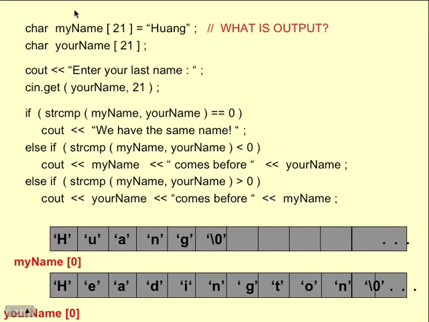And what is the output? As an example, set my name 21 equal to Huang. Then your name 21, and enter your name, up to 21. String copy your name to my name. And here we have the same name. If it's the same, print it out; else, if not, string copy it. Something comes before something else anyway. If you copied it, we have the two names going on, and so we just switched them.